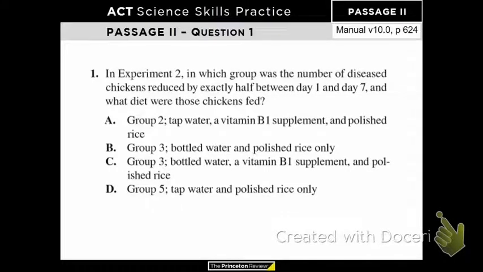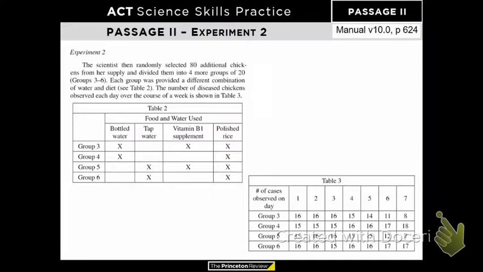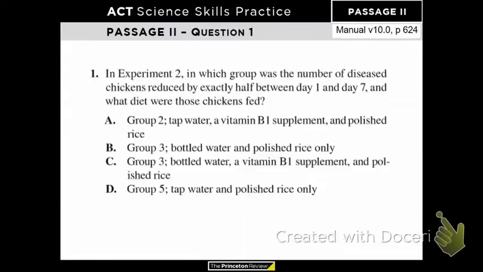Okay, so we can eliminate A and D. And then I just need to look back and see what group 3 was fed. So I look back here, group 3, look at table 2, they were fed bottled water, vitamin B1 supplement, and the polished rice. And so that should give me C.